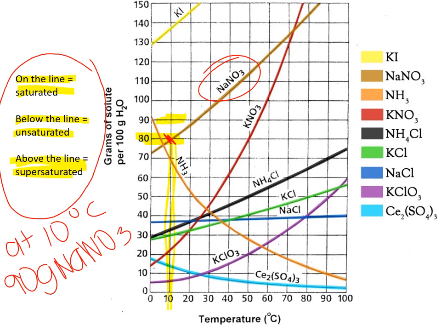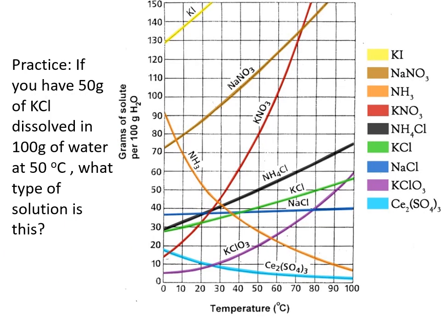It's above the line. So these graphs are extremely important when you're trying to figure out what type of solution you have. And it just depends on where it falls on the line. So we're going to practice figuring out what type of solution we have.